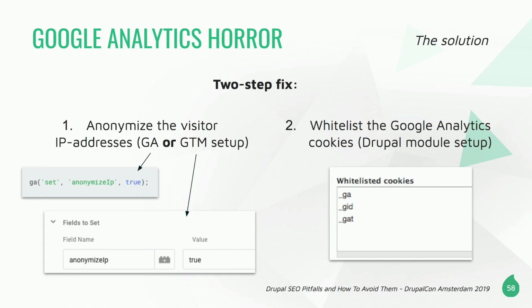There is a fix for this. There are a couple of fixes. The first one is a two-step fix. First of all, we anonymize our visitors' IP addresses to be somewhat GDPR compliant. We can do this in Google Analytics or Google Tag Manager. Either way, we will anonymize the IP address, so we are compliant. The second step is to whitelist the Google Analytics cookies used in the Drupal module itself. We have to do both of these things to make sure our data is correct.